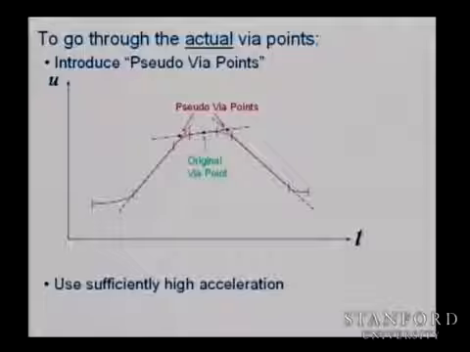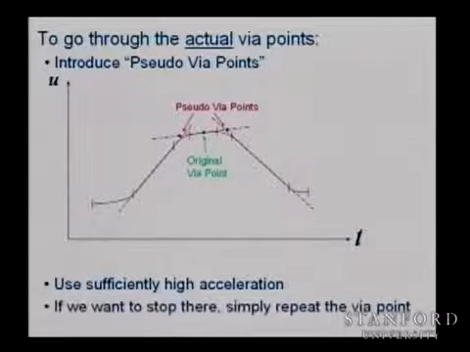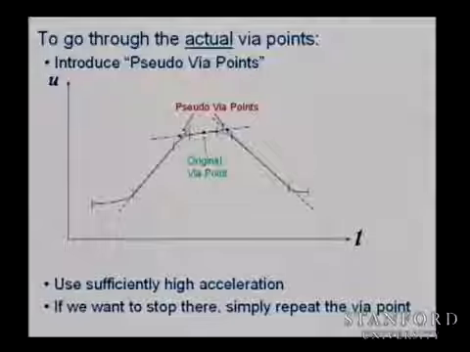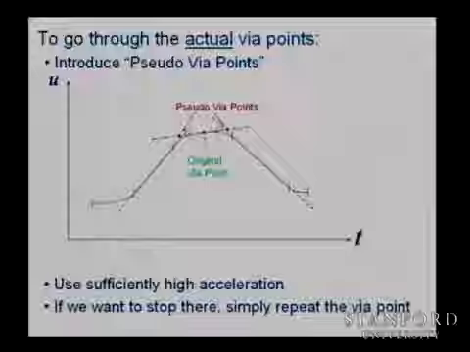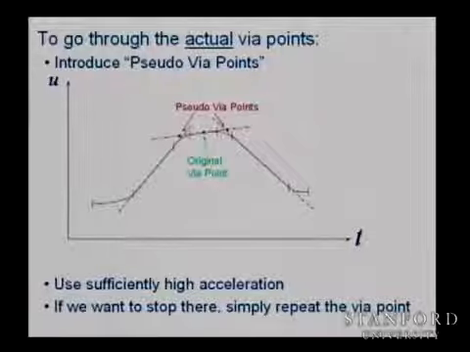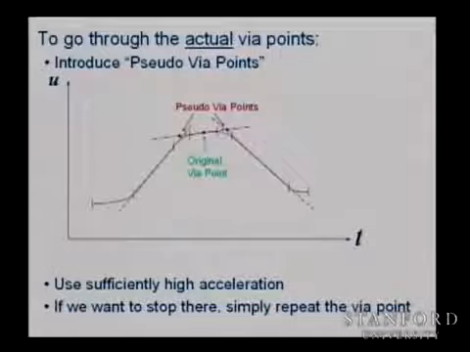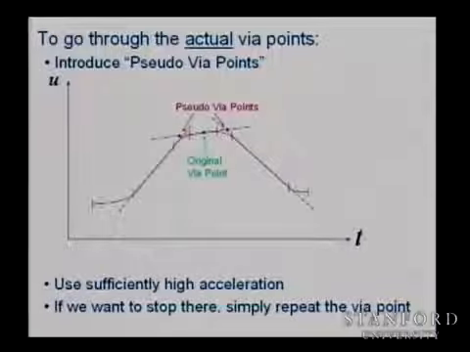The other thing is we can use a sufficiently high acceleration to actually force it through a particular point. Or if we want to stop there, we can simply repeat the via point, and then we'll make sure that we go through that particular point. That will obviously affect the formulas. We want to make sure that we don't have division by zeros, etc. But there are mechanisms. The bottom line is that these via points are really there so that we have a general motion around the space that is avoiding obstacles.